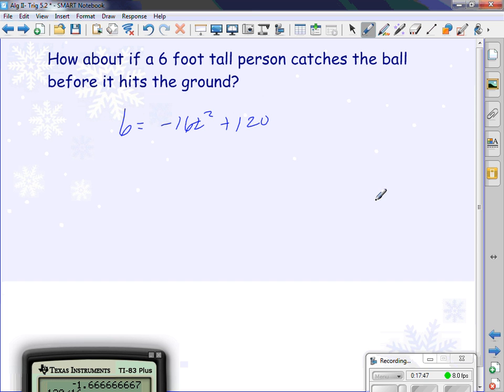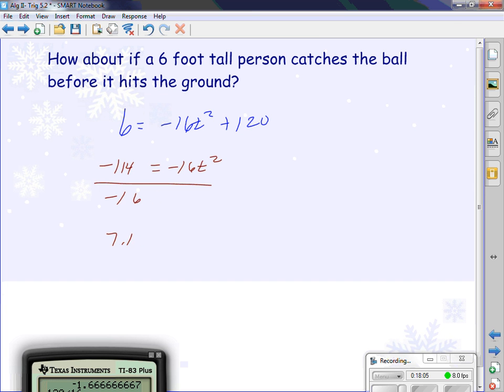How long does it take to fall to that person? Everyone's going through, subtracting 120 and getting your negative 114. Then you're dividing by the negative 16. And you get 7.125. Now, because we're talking about time and we want to know the time, you can leave it like this. You don't have to have a fraction there.